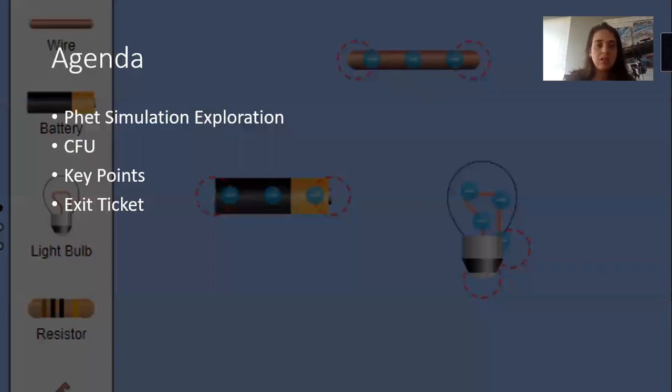So like I mentioned, today is going to be predominantly a PhET simulation, and then we're going to do a check for understanding. We'll go over some key points, and then we'll do a quick exit ticket. For today, you'll need your notebook to write down key points and just your classwork document.